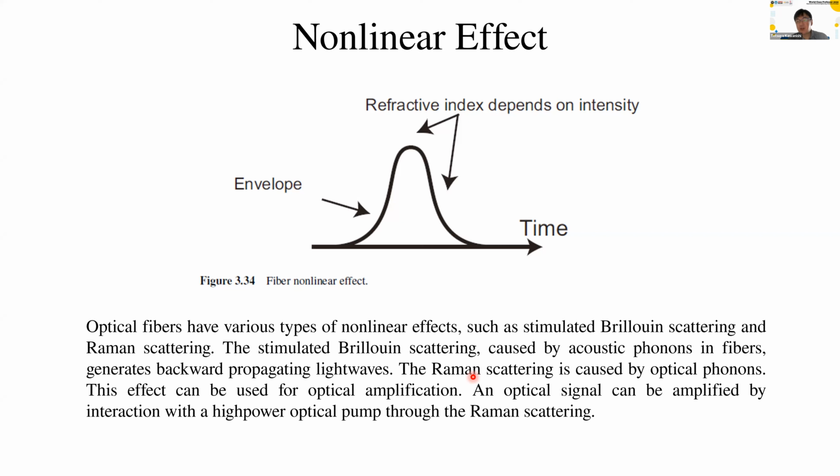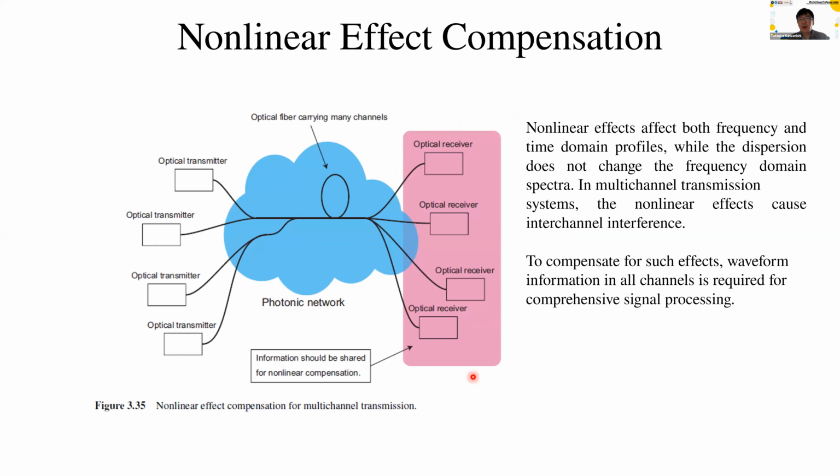The Raman scattering is caused by optical phonon, the mechanical vibration with the high-speed component. This effect can be used for optical amplification, but it would cause undesired nonlinear effect as well. And nonlinear effect compensation is very difficult.